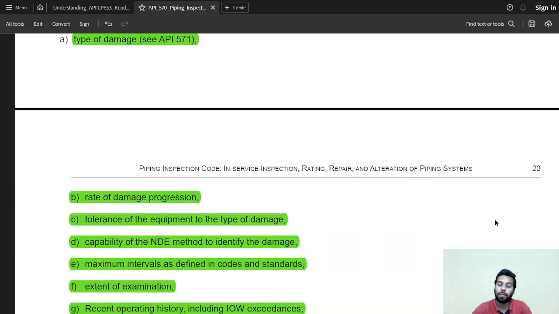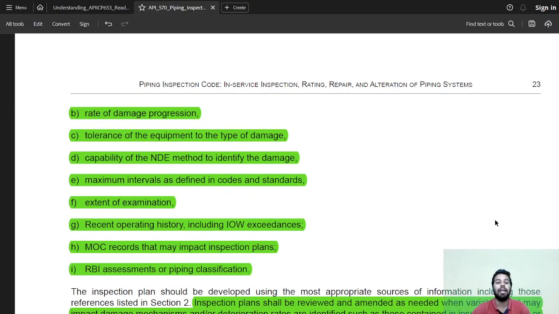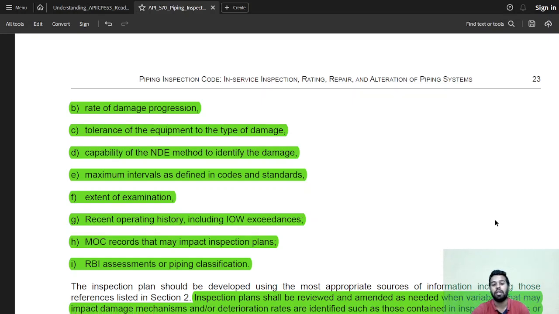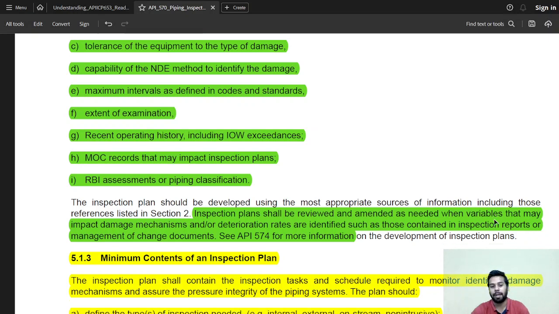The examinations can be scheduled at intervals that consider the type of damage, rate of damage progression, tolerance of the equipment to the type of damage in question, capability of non-destructive testing methods to identify that damage, maximum interval as defined in codes and standards, extent of examination, recent operating history including IOW exceedances, management of change records that may impact inspection results, and RBI assessment or pipe classification. The inspection plan shall be reviewed and amended as needed when variables may impact the damage mechanism or deterioration rate, such as those contained in the inspection report or management of change document. Again, API 574 will give you much more detail about how to develop the inspection plan.